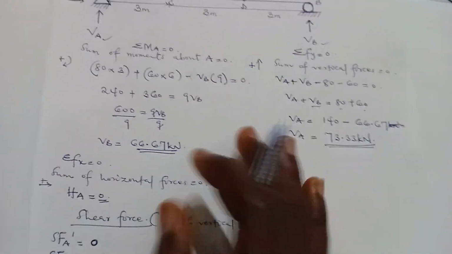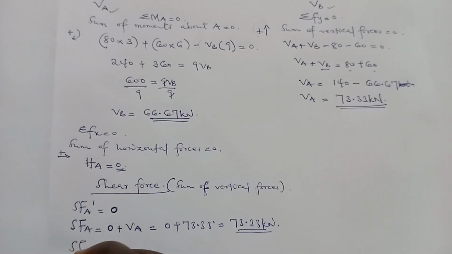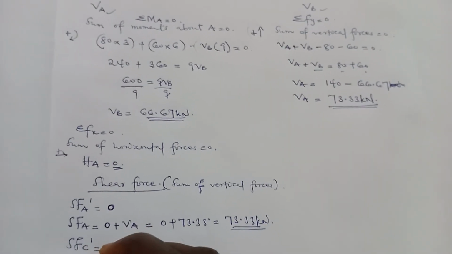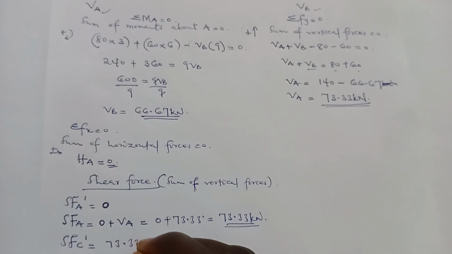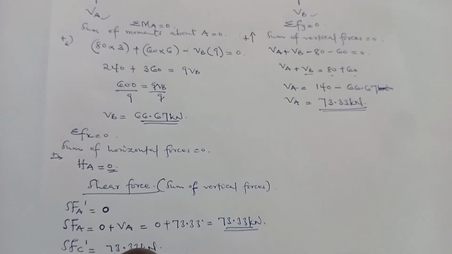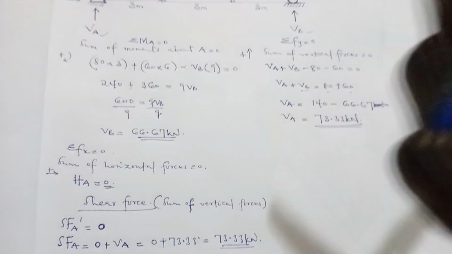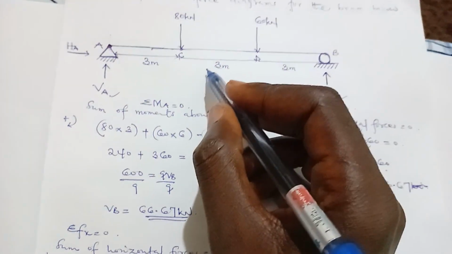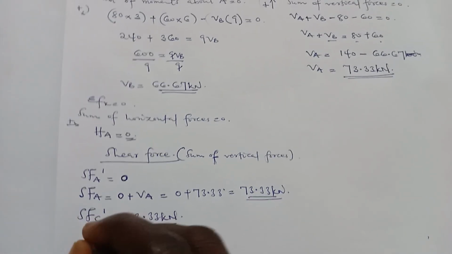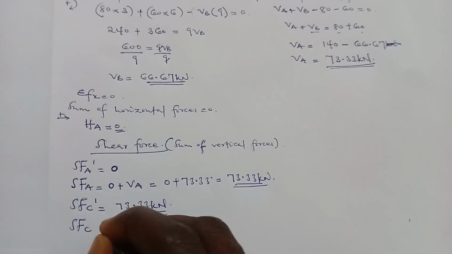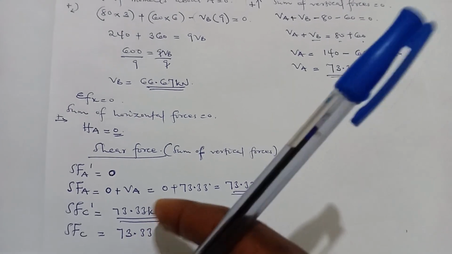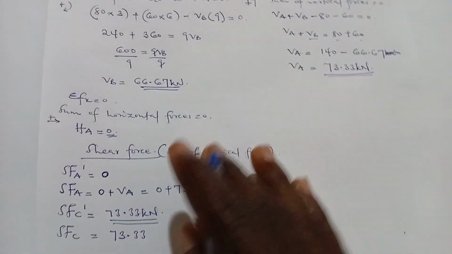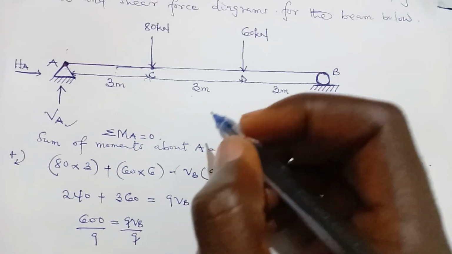For the shear force at C, we'll first calculate the shear force at C prime. So shear force at C prime will be the previous value, which is 73.33 kilonewton, just like that. With that one, you will not factor in the vertical force acting at point C. After that, we calculate the shear force at C, and the shear force at C will be 73.33, the previous force.